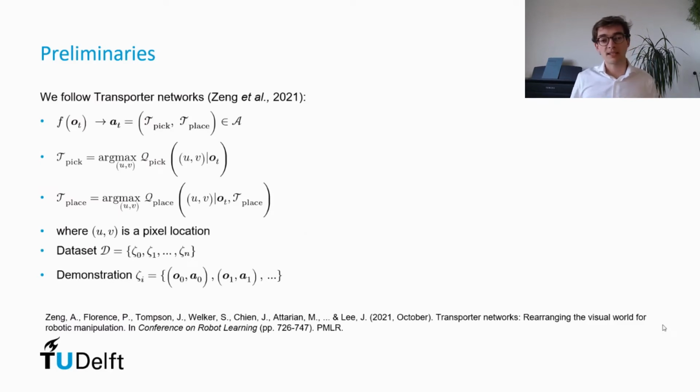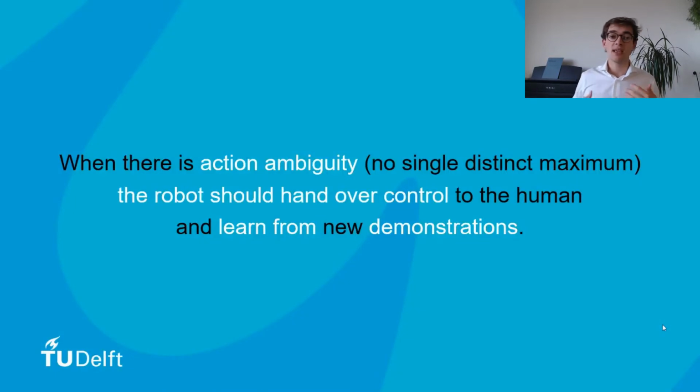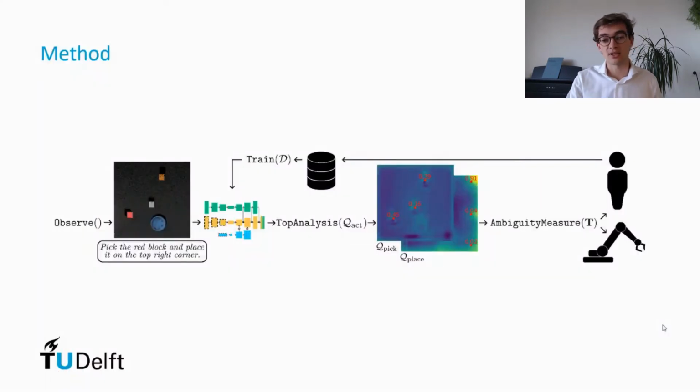We formalize the problem in the same fashion as Transporter Networks, since we're also considering tabletop, efficient-based manipulation problems. We're trying to find a mapping from observations to actions. Using imitation learning, we can estimate pixel-wise value functions for both picking and placing, and collect datasets of human expert demonstrations. We would like that when there's an action ambiguity, no single distinct maximum, the robot hands over control to the human and learns from additional demonstrations.